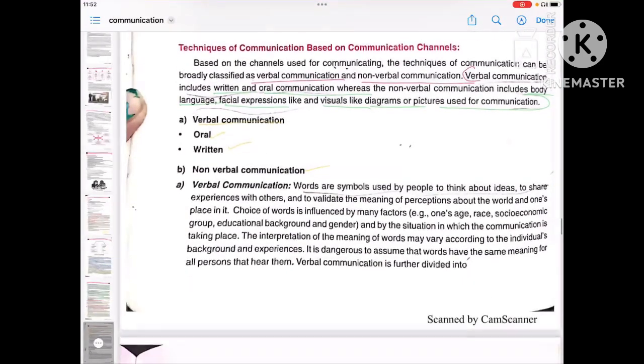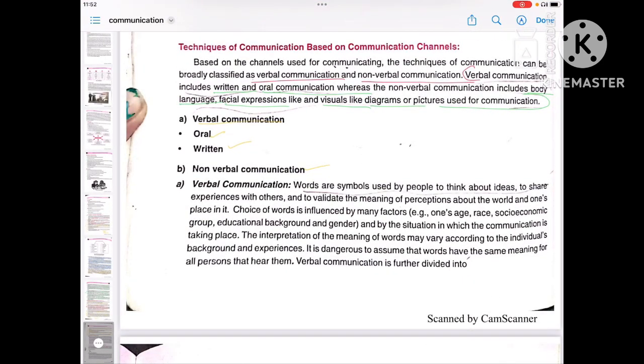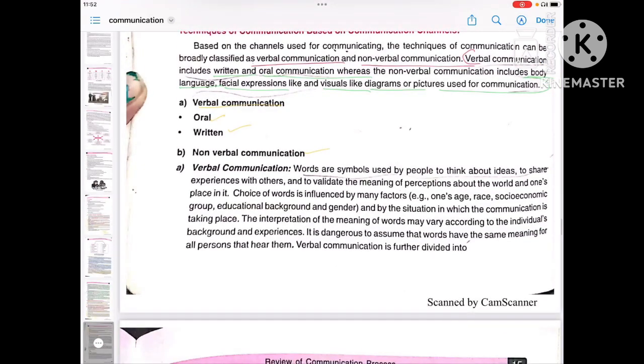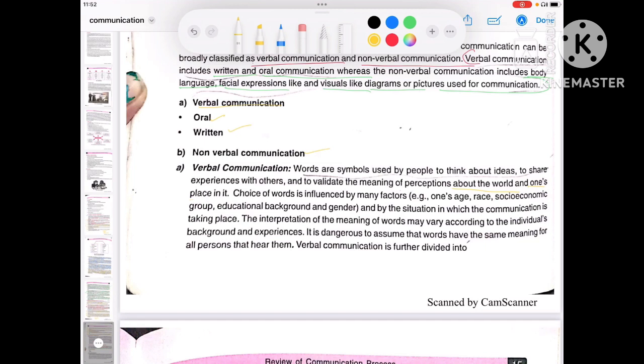The first one is verbal communication. In verbal communication, words are symbols used by people to think about ideas, to share experience with others, and to validate the meaning of perceptions about the world and one's place in it. Choice of words is influenced by many factors, for example age, race, socioeconomic group, educational background and gender.